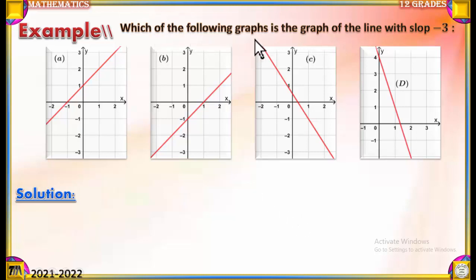Which of the following graphs is the graph of the line with the slope minus 3? Minus 3 is a negative slope, then it must be a decreasing line. We can see A has a positive slope because it is increasing, and B, its slope is positive, it is increasing, then A and B are not the answer.